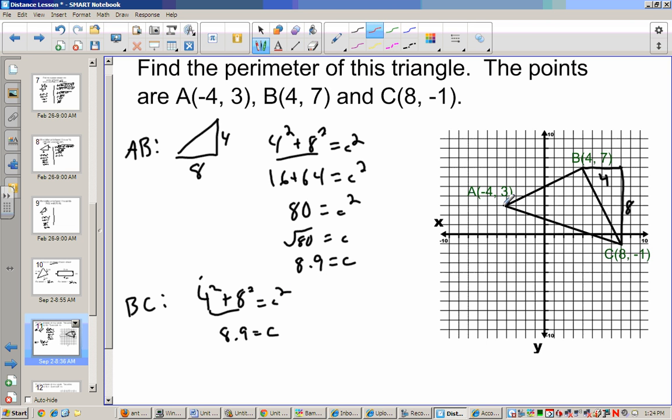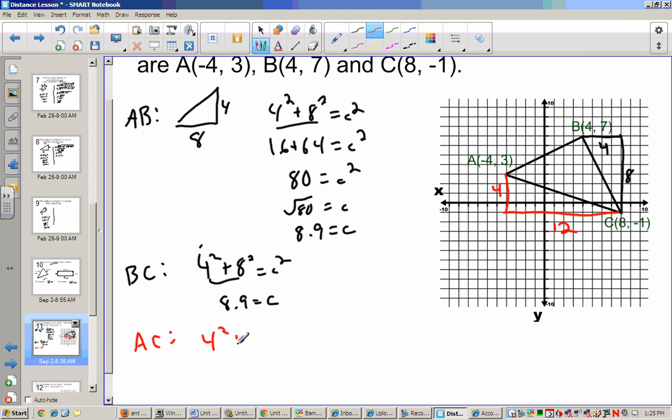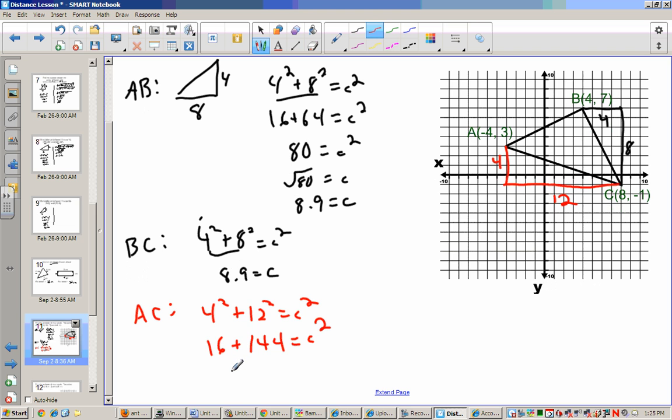Now our last value goes from A to C. That's again 4 down, but now we're going 12 units across. So I'm going to say 4 squared plus 12 squared is equal to c squared. 16 plus 144 equals c squared. That is 160. So now if I take the square root of 160, I get c is 12.6.